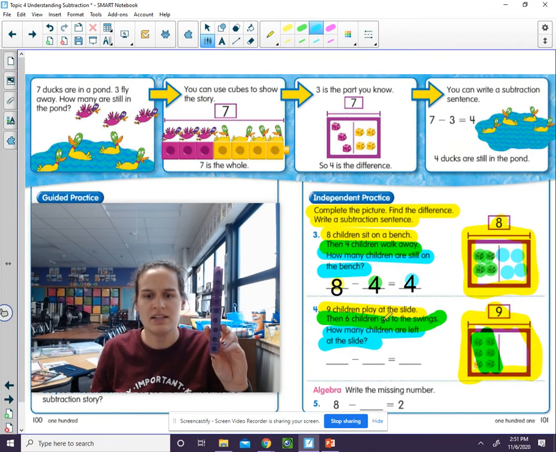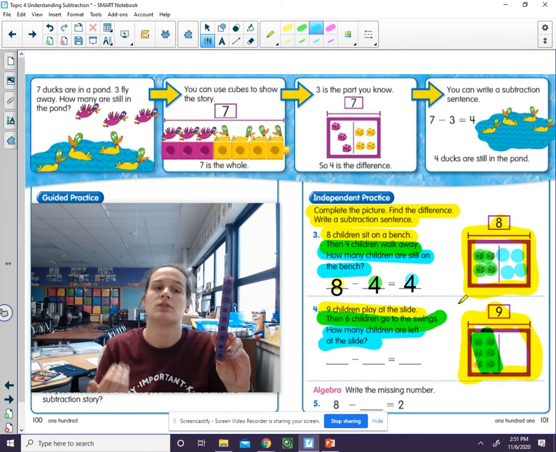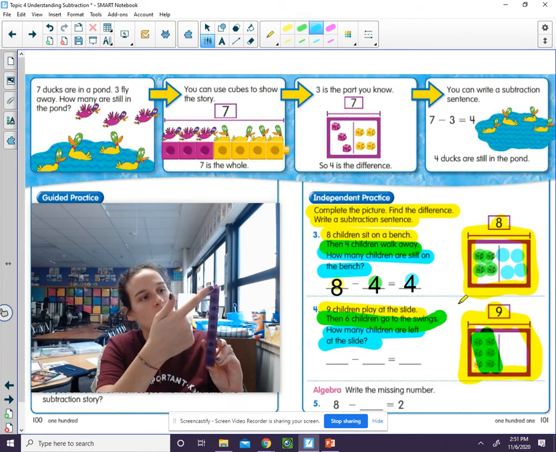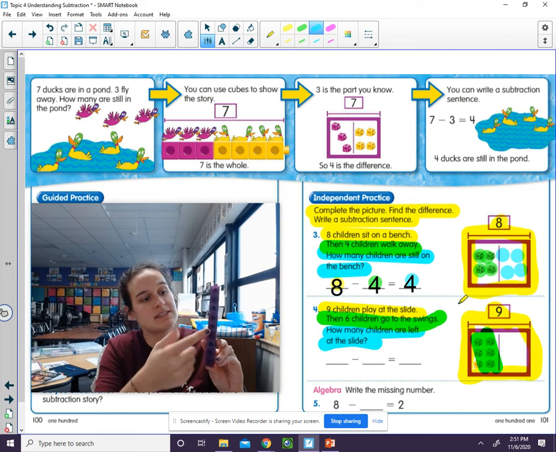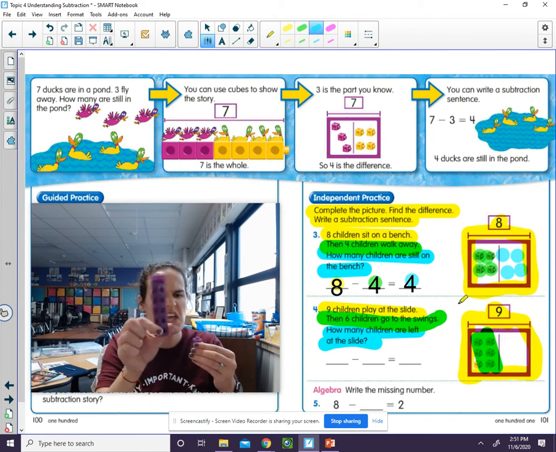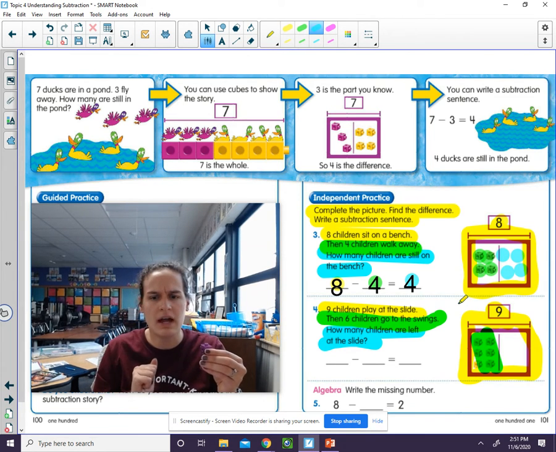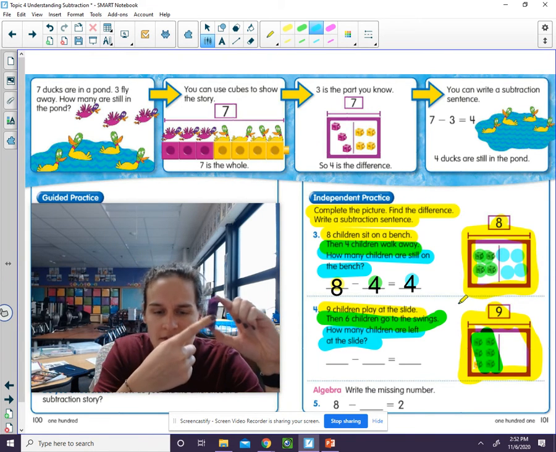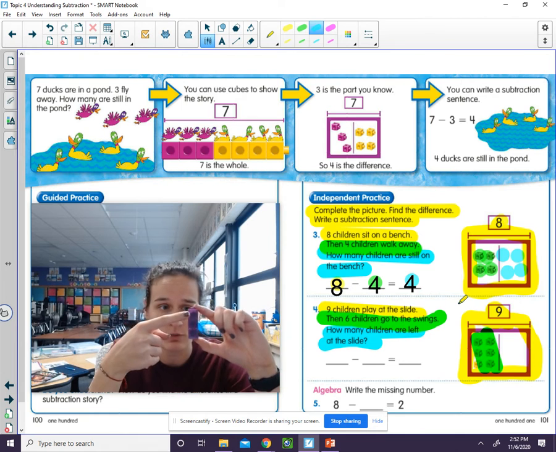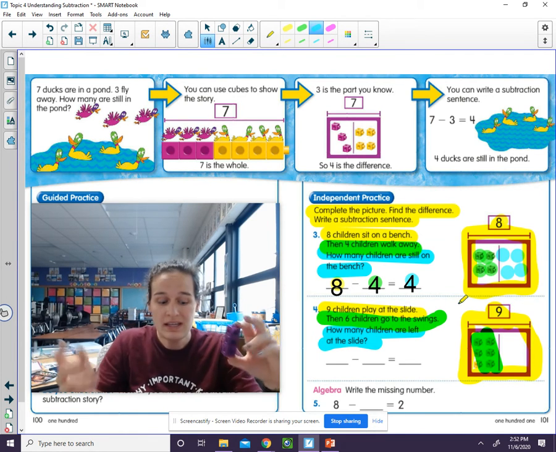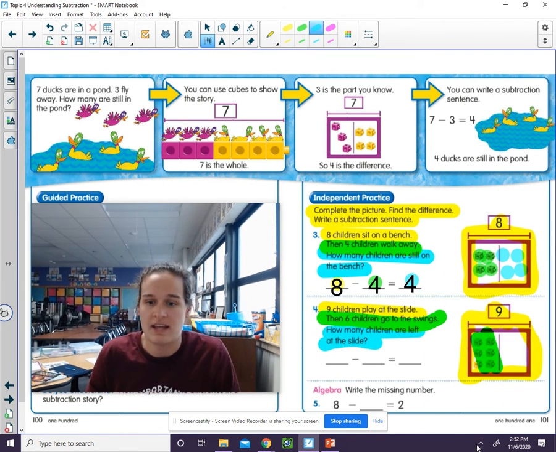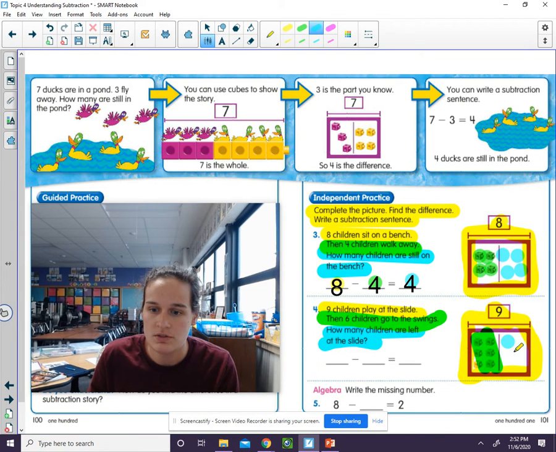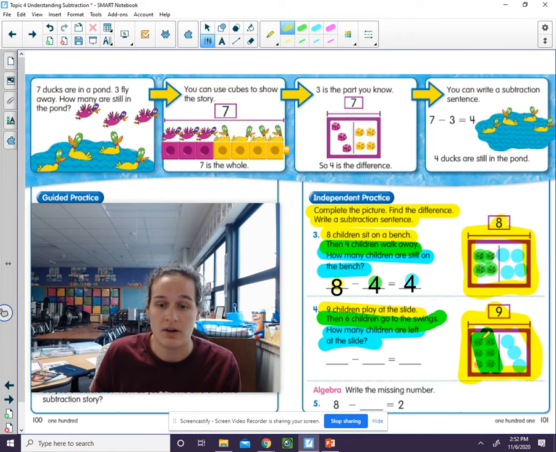Then it says 6 children go to the swings. Oh, so 6 of these kids are going to leave. 1, 2, 3, 4, 5, 6. So these 6, they leave. They're no longer at the slide because they went to the swings. So then how many do we have left at the slide? It's a lot less. It's 1, 2, 3. 3 are left at the slide.